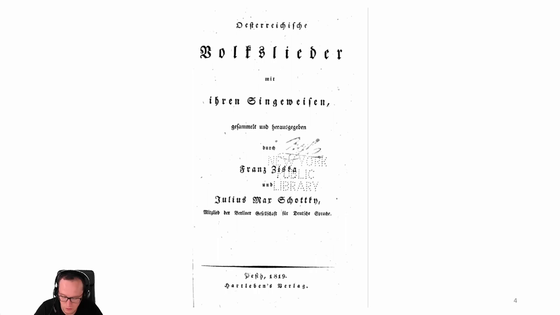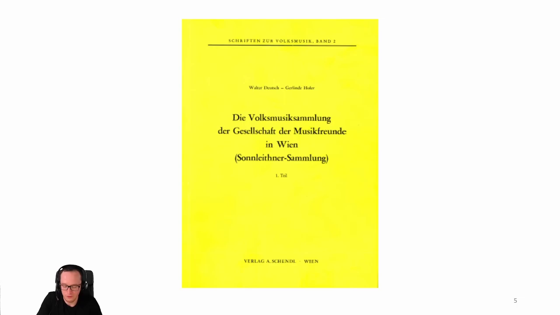It was not until the anniversary year 1969, 100 years and 50 years of folk song research in Austria, that Leopold Schmidt, who was a folklorist at the Academy of Music and Performing Arts in Vienna, suggested that a catalogue of the Sonnleithner collection be compiled. Walter Deutsch and Gerlinde Hofer followed Schmidt's initiative and published the first systematic arrangement of the collection in the book Die Volksmusiksammlung der Gesellschaft der Musikfreunde in Wien in 1969. In October 2001, the catalogue was revised by Friederike Jari-Janica.